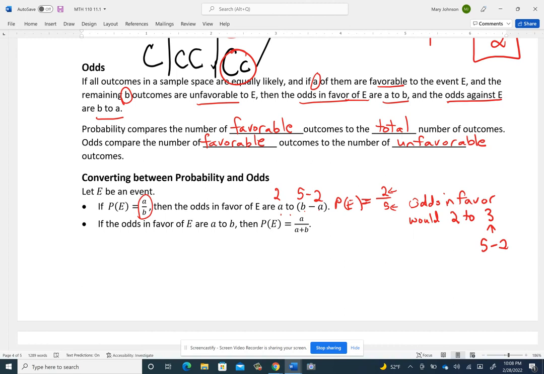Okay. All right, now let's suppose that you have something stated with odds. So let's suppose the odds in favor of some event are 3 to 7.